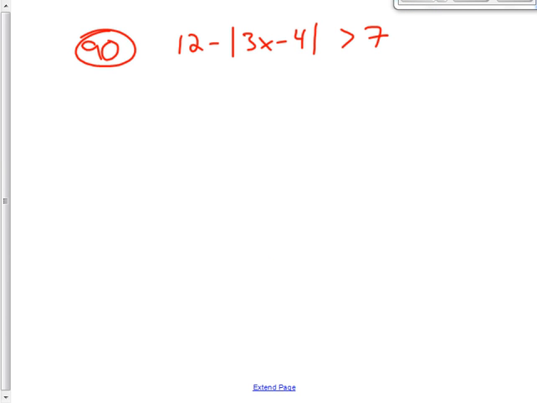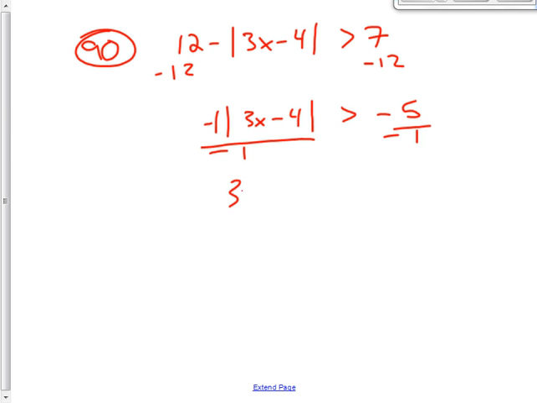And then here's the last problem. I want to get the absolute value by itself, so I'm going to subtract 12 from both sides. I've got a negative 1 in front, so I want to divide by a negative 1. When I divided by a negative, the inequality switched. Now I have the absolute value by itself.